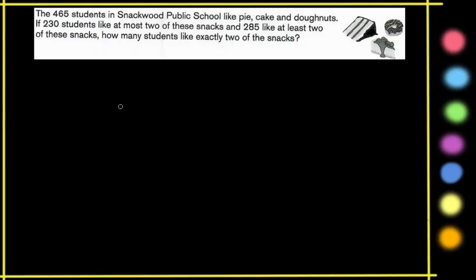Okay, so I guess each student can like 0 or 1 or 2 or 3 of the snacks, right? And I don't know about 0 because it says they like pie, cake, and donuts. I don't know if that means every student likes at least 1, but for now, let's just say there's these 4 possibilities for each student. Each student can like 0, 1, 2, or 3. And it says if 230 students like at most 2 of these snacks.